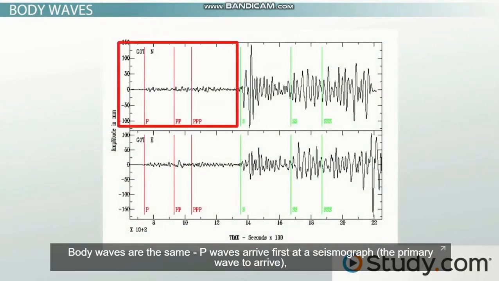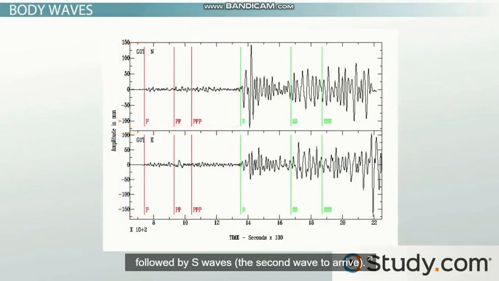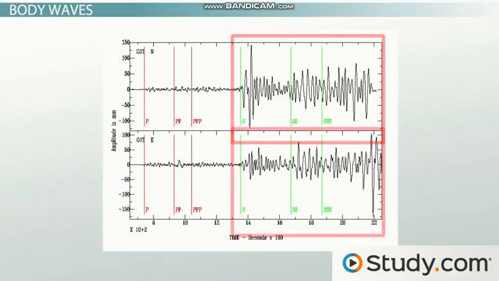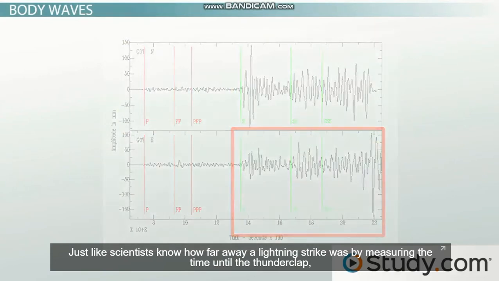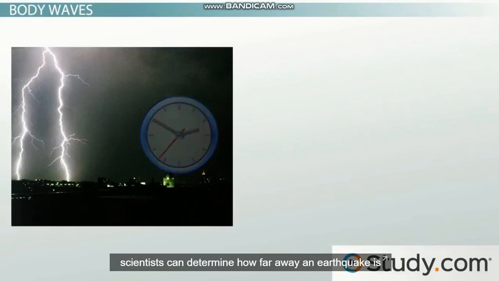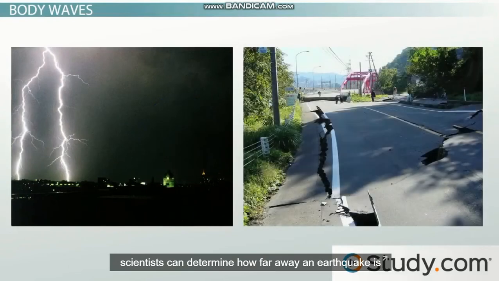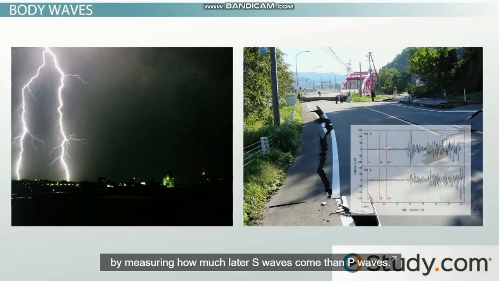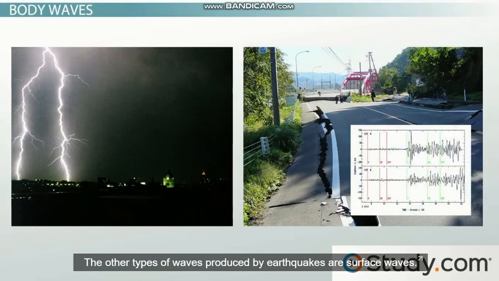P waves arrive first at the seismograph, the primary wave to arrive, followed by S waves, the second wave to arrive. Just like scientists know how far away a lightning strike was by measuring the time until the thunderclap, scientists can determine how far away an earthquake is by measuring how much later S waves come than P waves.